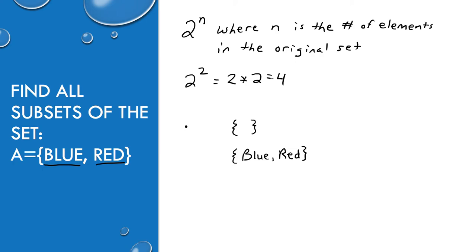Now, I'll also have subsets that have individual elements in them. So I'm going to have a subset that just has blue, and I'm going to have a subset that just has red. So now I have my 4 subsets for set A.